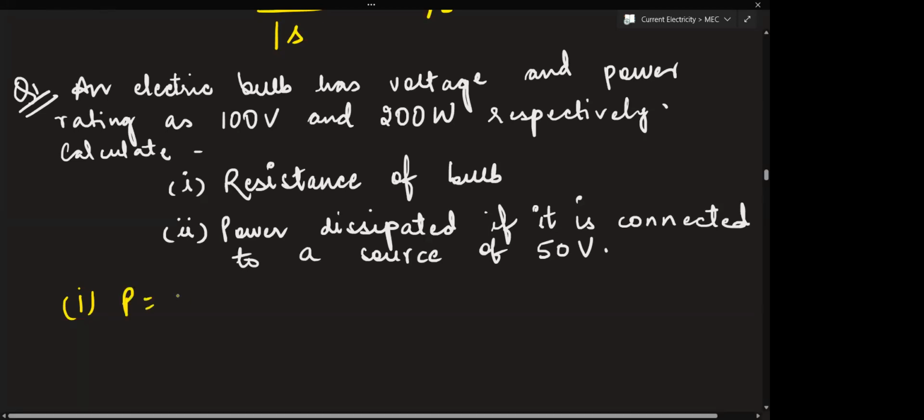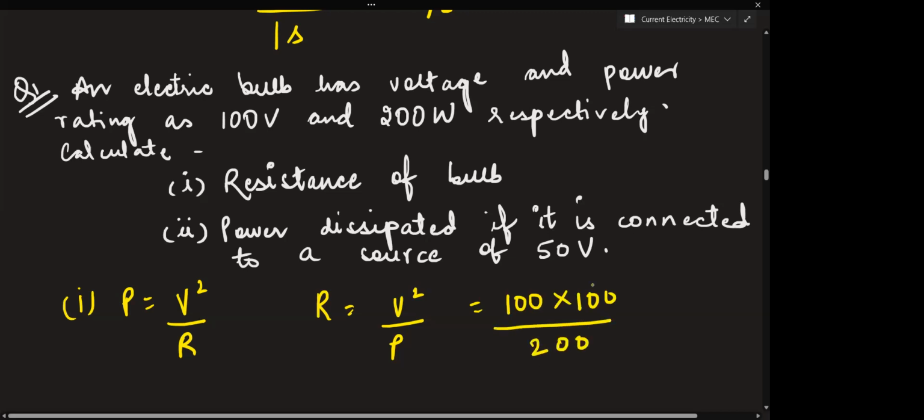Power, I've told you, it is V square divided by R. So resistance will be V square divided by power. V potential that is given is 100. 100 into 100 because it is 100 square, and power is given as 200. So this will be what? 0, 0 getting cancelled. 100 by 2. This is 50 ohms.